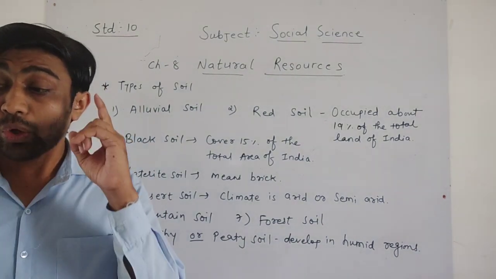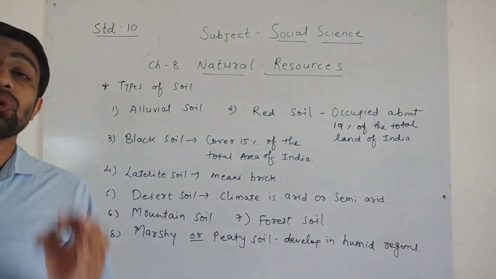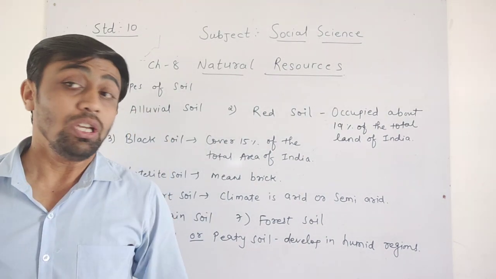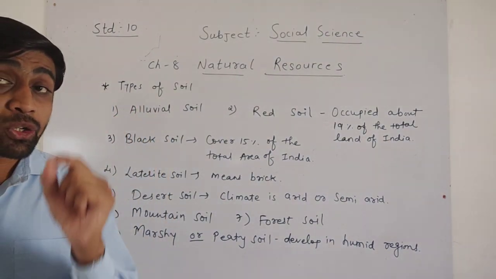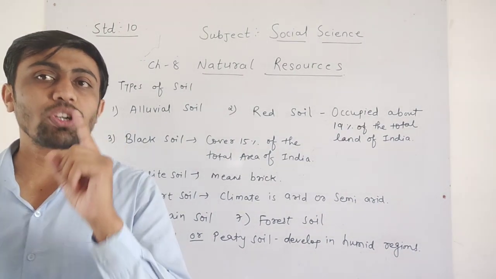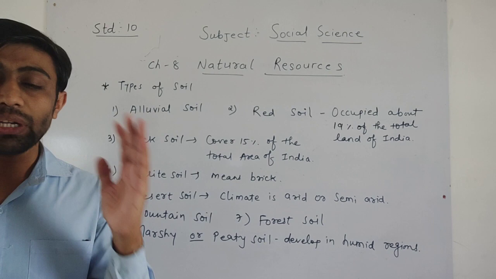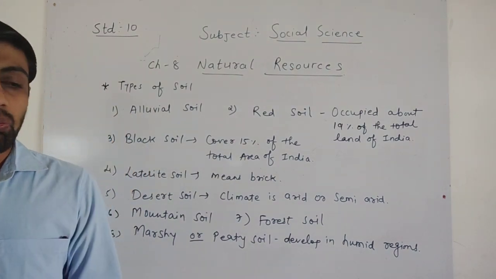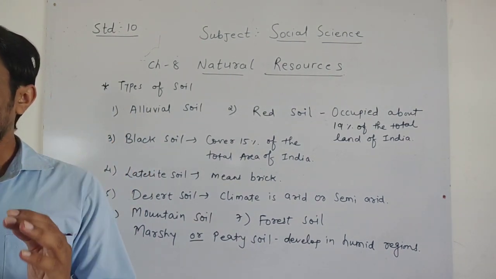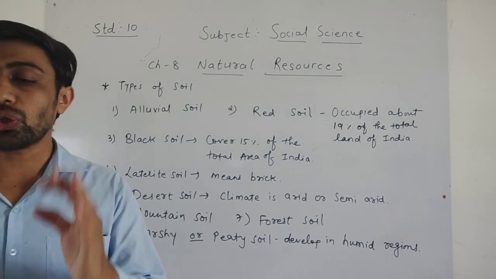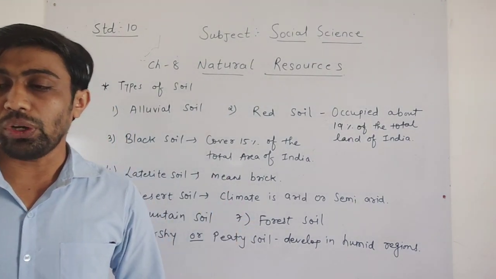Crops like cotton are grown, so the soil is also known as cotton soil, dear children. Black soil is also known as cotton soil. Remember this name. Cotton and other crops are grown in this soil as it is more suitable for cotton.